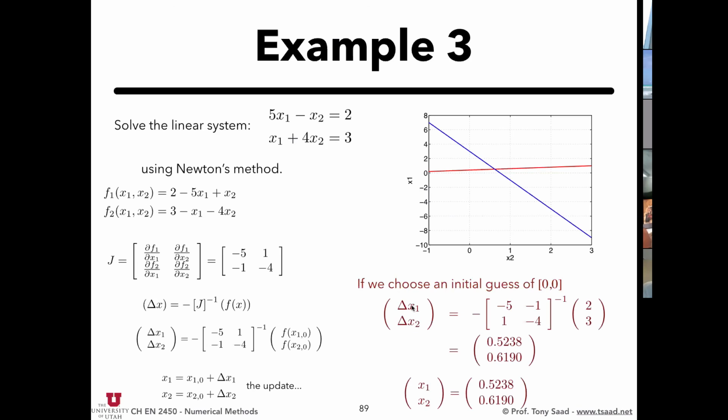In other words, delta, which is delta x1 and delta x2, is nothing more than minus J inverse, which is A inverse. So if you write this as AX equal B, your solution is X equal minus A inverse B. This is what you get over here, okay?